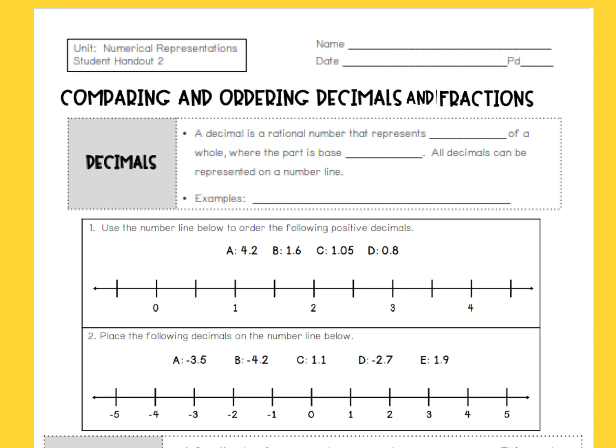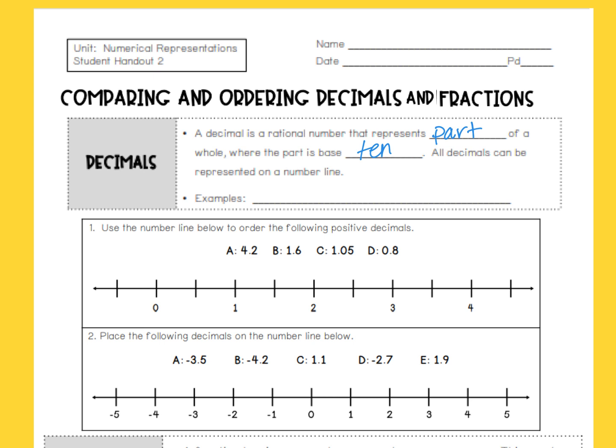Hello students, today we're going to be talking about comparing and ordering decimals and fractions. We're first going to focus on decimals. A decimal is a rational number that represents part of a whole, where the part is base 10. Okay, meaning it's in the tenths place, the hundredths place, or the thousandths place.